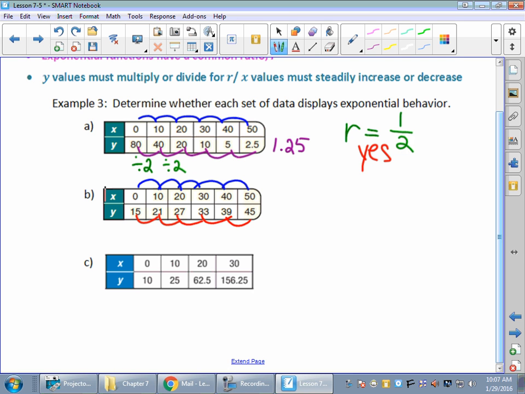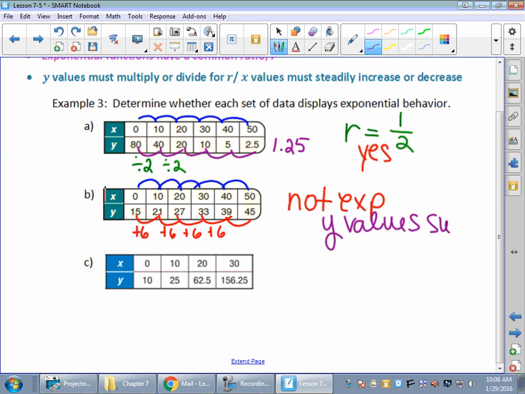Do we have multiplying or dividing to get from one y value to the next? It looks to me like these are all adding 6. Well, we said the y values have to multiply or divide. So this is not exponential. If we graph this, it would be a nice straight line. We could figure out the slope, we could figure out the equation, all that kind of stuff. So this is not exponential because the y values add, they don't multiply or divide.